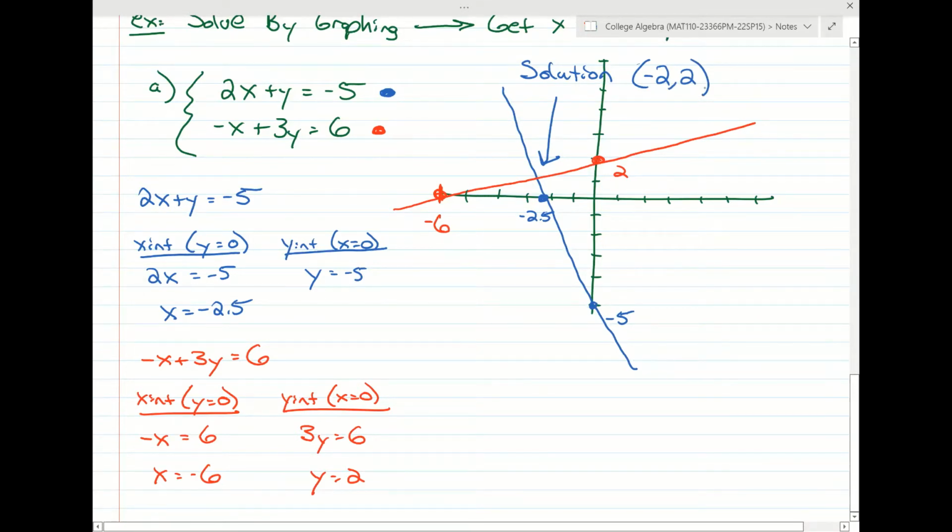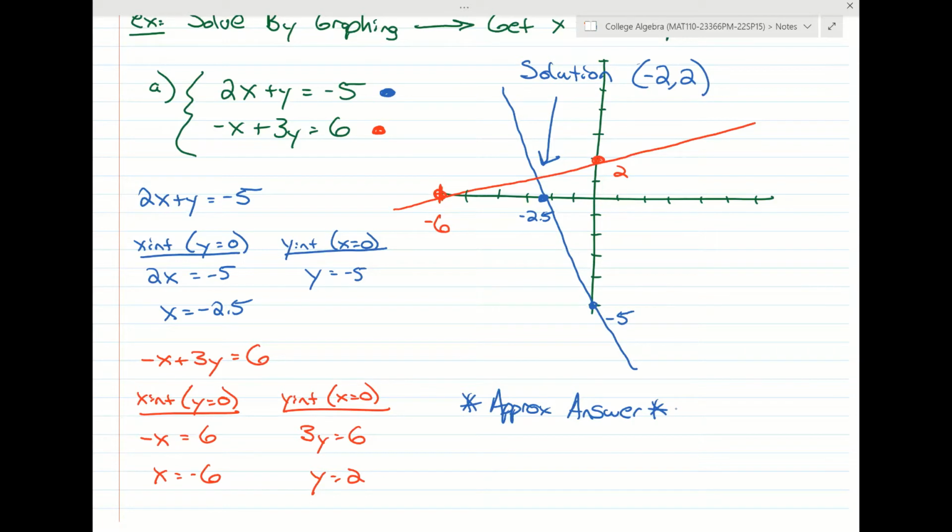Now, depending on your graph, you might get -1, 3. It's going to be in that general area. The problem with graphing is that you always get an approximate answer. We'll talk more about what to expect on the exam. But on the exam, a question like this, I'd accept if you got -2, 2 or -2, 1. As long as you're in the ballpark, everything would be fine.